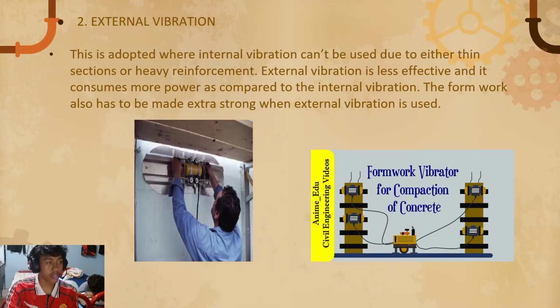Second, external vibration. This is adopted where internal vibration cannot be used due to either thin sections or heavy reinforcement. External vibration is less effective and it consumes more power as compared to the internal vibration. The formwork also has to be made extra strong when external vibration is used.